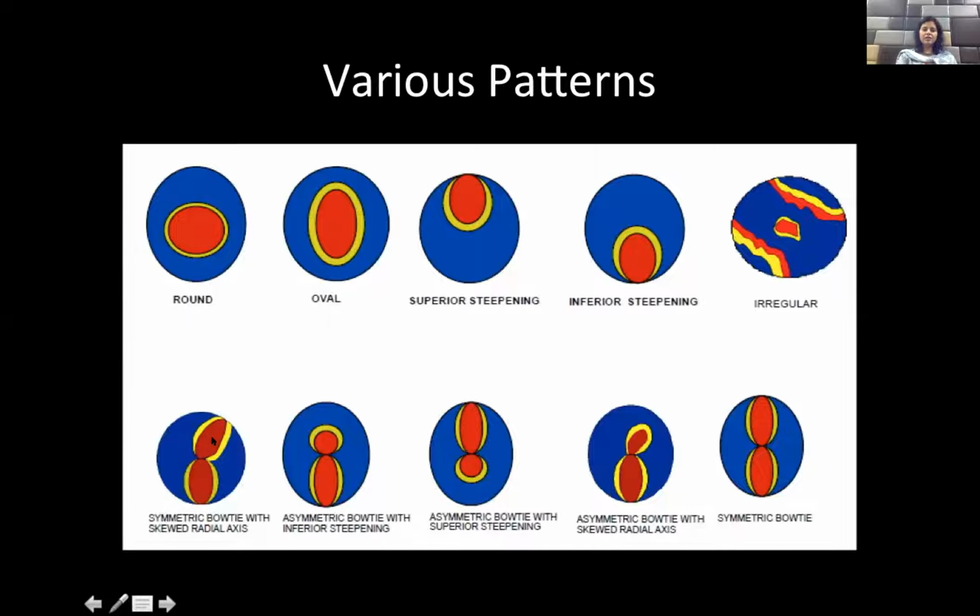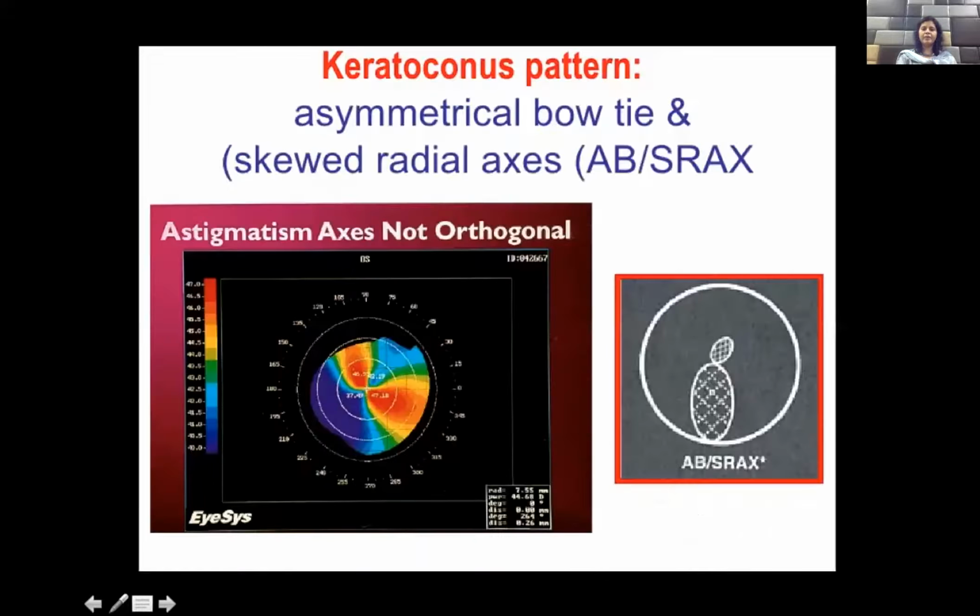Now, the first one again has a skewed radial axis. That is, the axis is not 180 between the two ends of the bow tie. So, keratoconus classically is described as asymmetric bow tie. You can make out over here asymmetric bow tie with skewed radial axis, that the radial axes are not at 180.